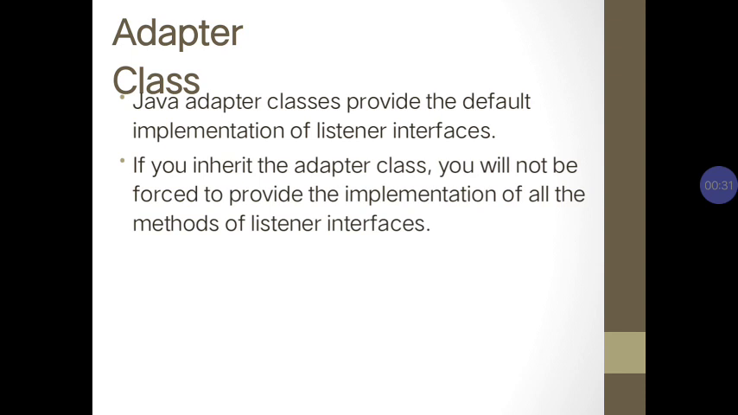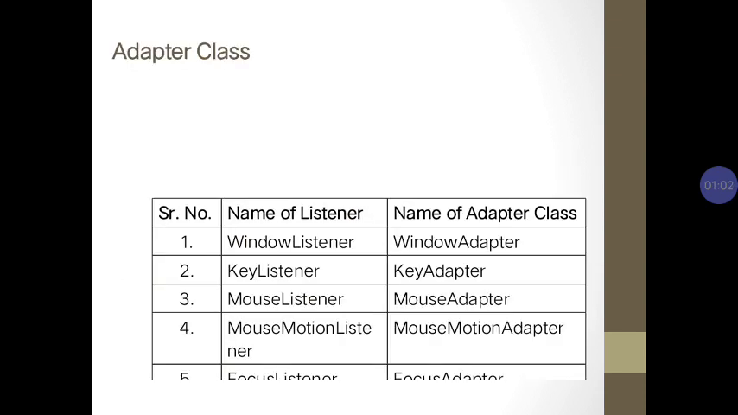If you inherit this adapter class, you will not be forced to provide the implementation of all the methods of listener interface. My friends, generally we implement listener interfaces, and from these listener interfaces we have to override all the methods. So when we use this adapter class, there is no need to override all the methods from these listener interfaces. So by default it saves the code, it minimizes the code.